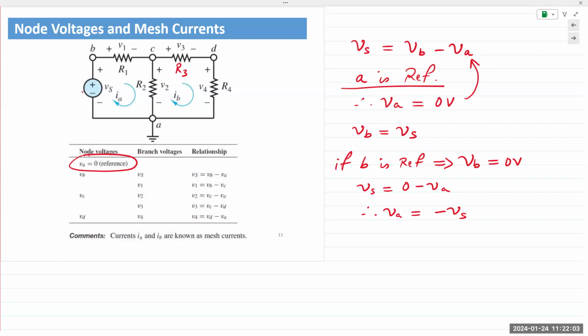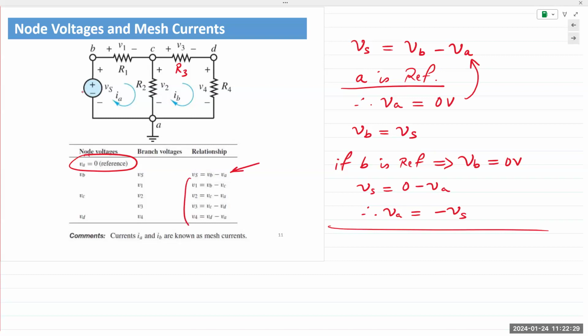So now, remember I said... actually I haven't said it yet. No, let's wait on that. I'll come back to that point again. Let's continue with this. So I said VS is connected between VA and VB. VA is my reference, meaning B is higher. So I would write VB minus VA.